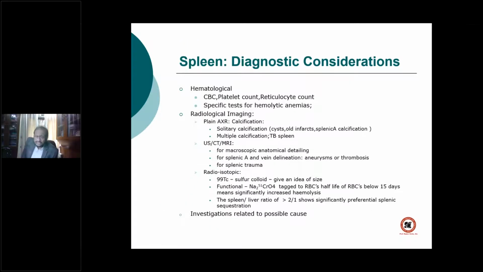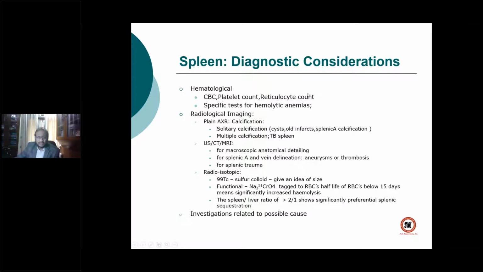Now, diagnostic considerations of the spleen. How do you diagnose a spleen disease? Number one, hematological evaluation is very, very important because that gives you an idea of the degree of vascular compromise related to the cells of the blood. That means the RBCs and the platelets. So doing a CBC, a platelet count and reticulocyte counts are all important indicators that there's something wrong going on in the spleen, or something abnormal in the function of the spleen. Specific tests for hemolytic anemia may be indicated if you're suspecting a hemolytic anemia. We'll talk about that when we talk about the hemolytic anemia.